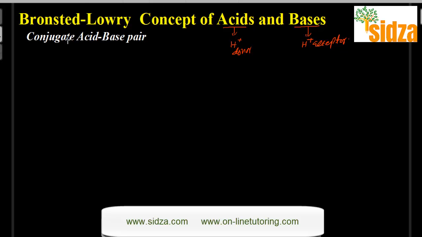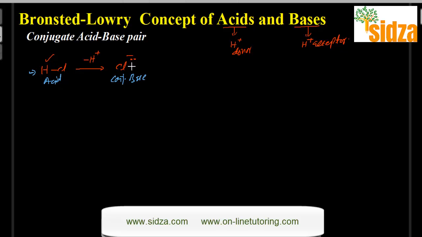Now we'll discuss some of the acid-base pairs. Suppose we have hydrochloric acid, HCl. When hydrochloric acid behaves as an acid, it releases a proton. When one hydrogen is lost, you get Cl negative. Here hydrochloric acid donates a proton, so it is an acid, and Cl negative is its conjugate base.